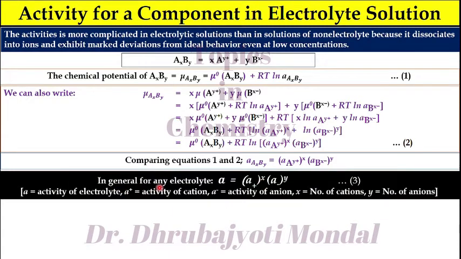So in general, for any electrolyte, you can write activity is equal to activity of cation. Here a+ means the activity of the cation to the power number of the cation. Here you can see x is the number of cations. So you can write activity of the cation to the power number of the cations into activity of the anion to the power number of anions. So here a is equal to activity of electrolyte, a+ activity of cation, a- activity of anion, x is equal to number of cations, y is equal to number of anions.